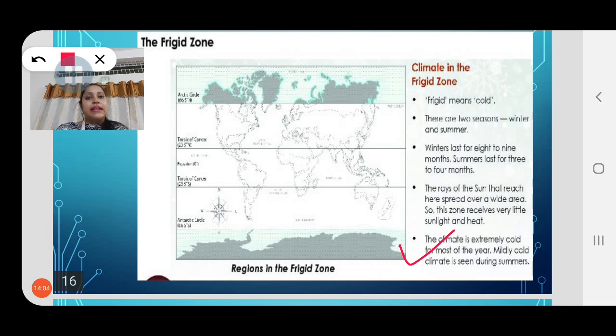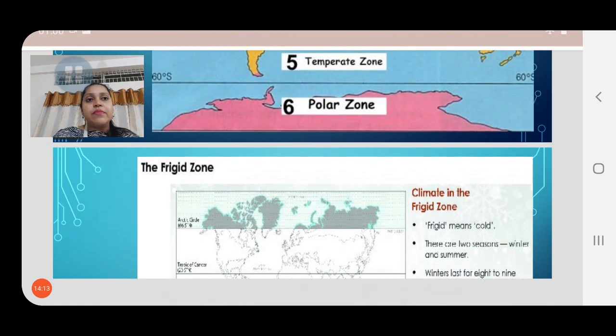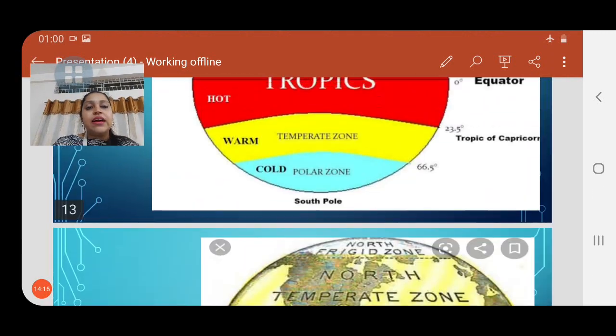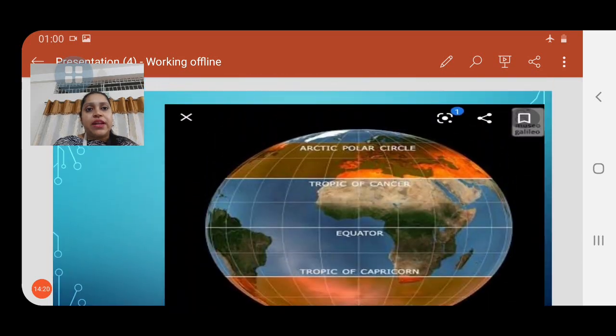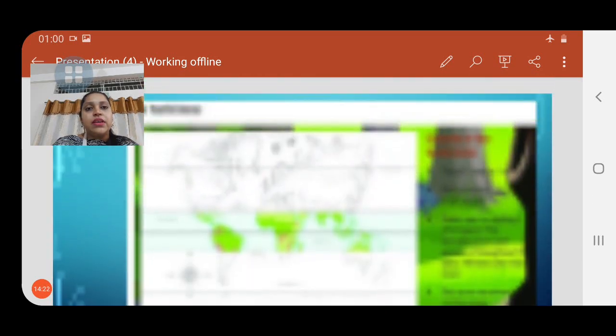So children, let's stop here. Today we have studied three important aspects, the climatic zones of the earth, which is very important. The earth is divided into 3 climatic zones. Let's do a quick recap. We have studied about the climatic zones.